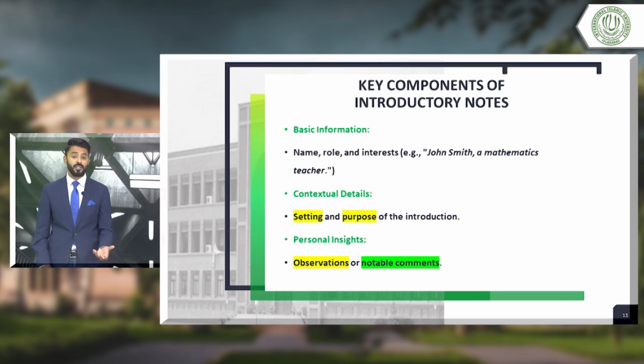So these are the personal observations and notable comments that you need to write down. It is not just what is told by the other person. You of course note down some notable comments which you observe as a person. So these are the key components of introductory notes.